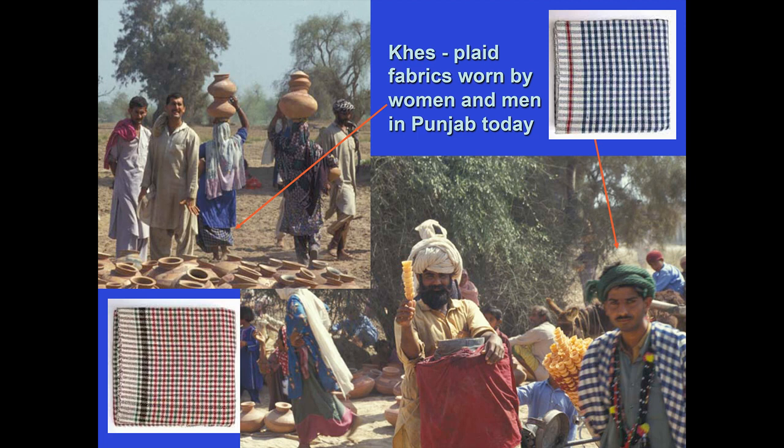So this is a pattern that's still woven today in the Punjab with hand-spun native cotton dyed with indigo, some brown cotton, or you can use katchu, which is a red color, or madder. Women wear it, men wear it. It's used for sheets, it's used for tablecloths. It's a very common pattern still practiced today.